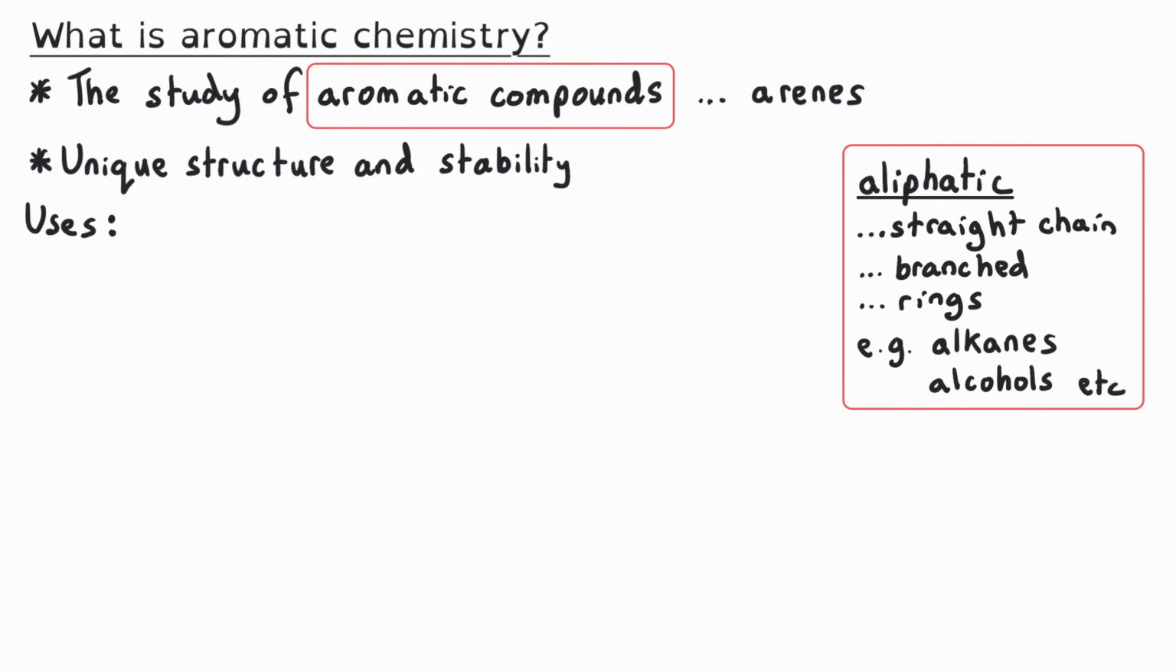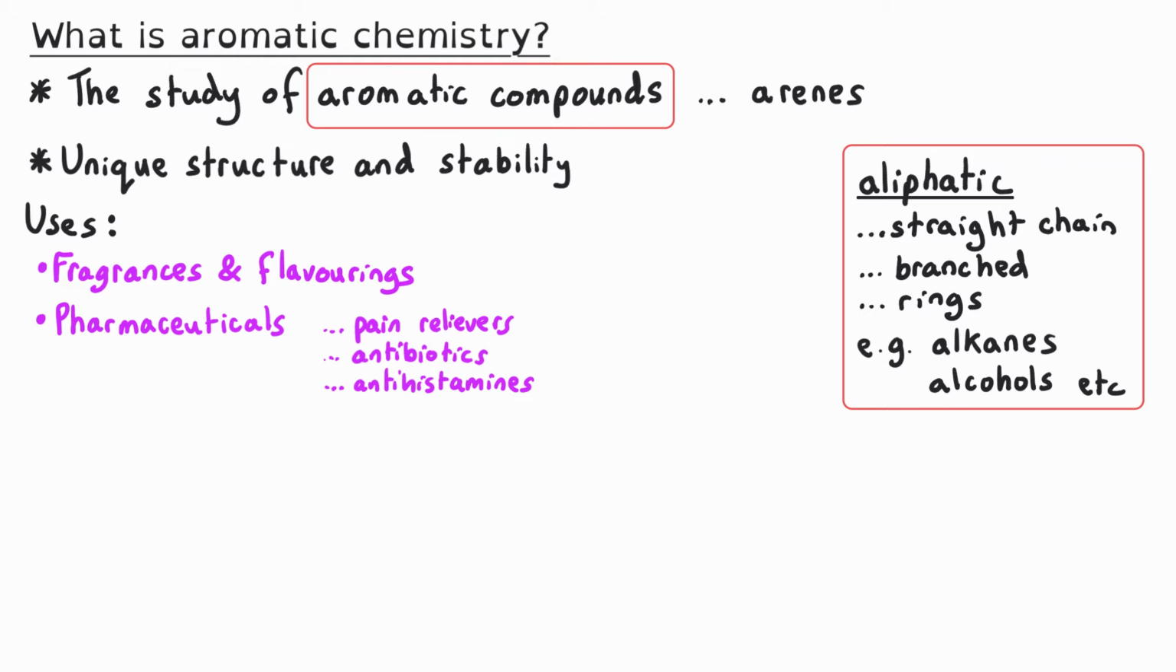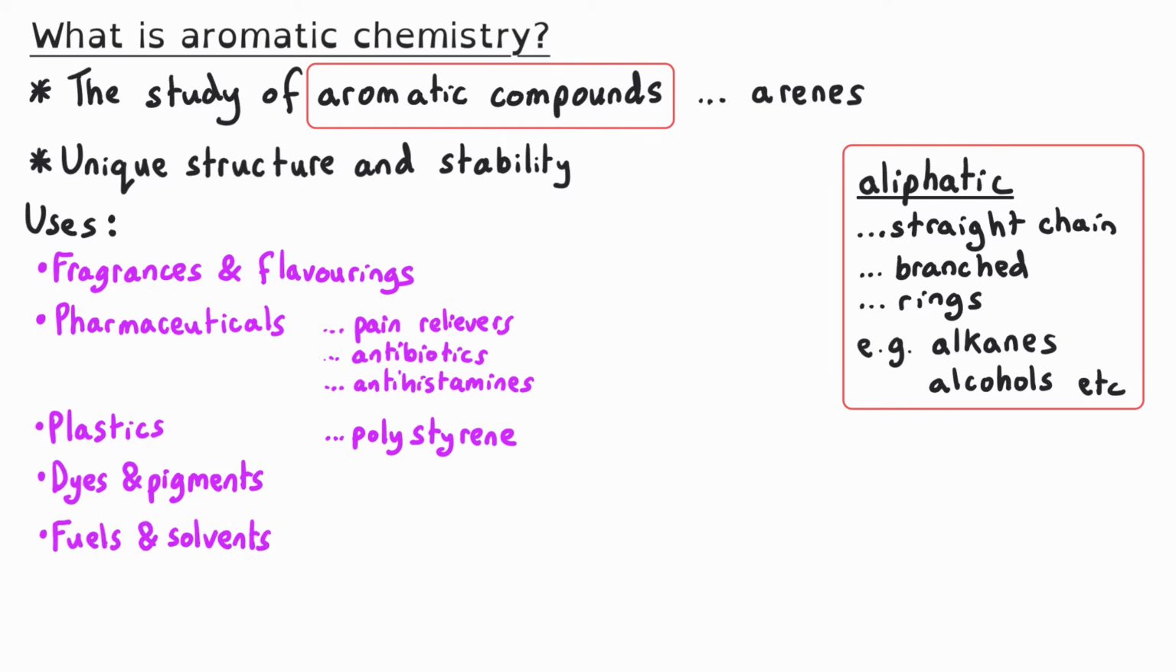Arenes have many uses, for instance as fragrances and flavourings, which is one of the reasons why they are called aromatic compounds. They're also used in pharmaceuticals, for instance pain relievers, antibiotics and antihistamines. They have many uses in plastics, for instance as polystyrene. They're also used as dyes and pigments, and fuels and solvents.